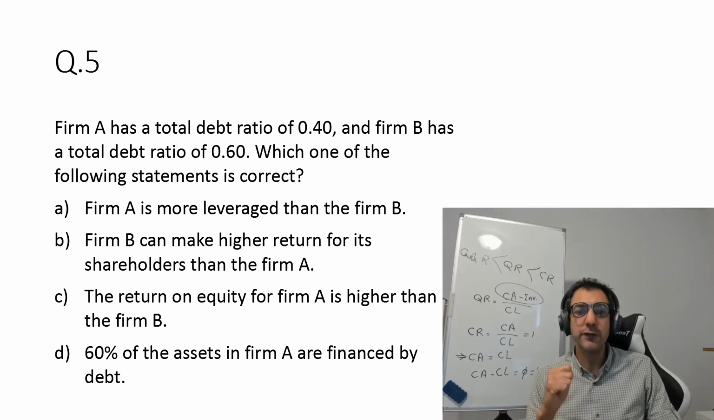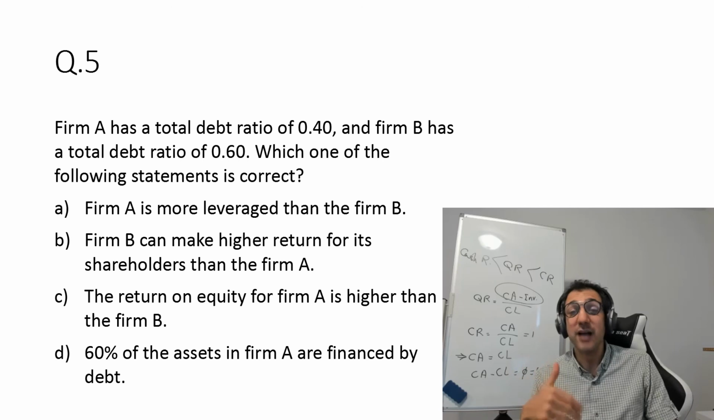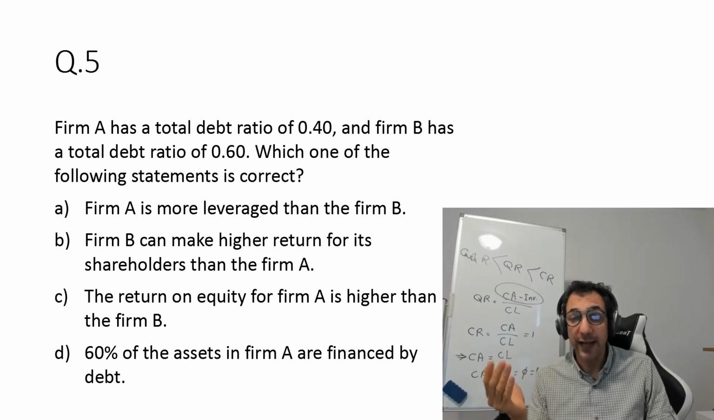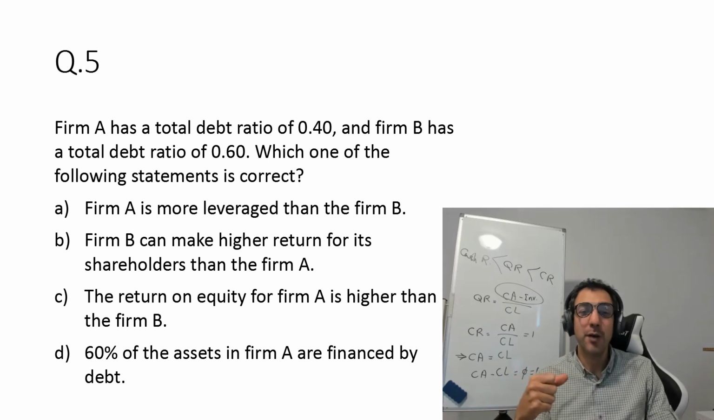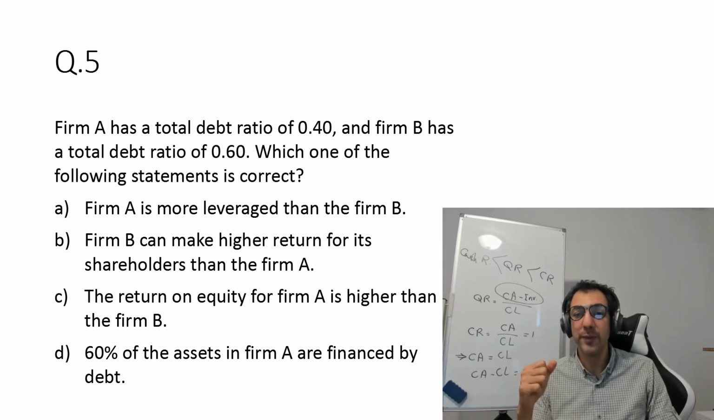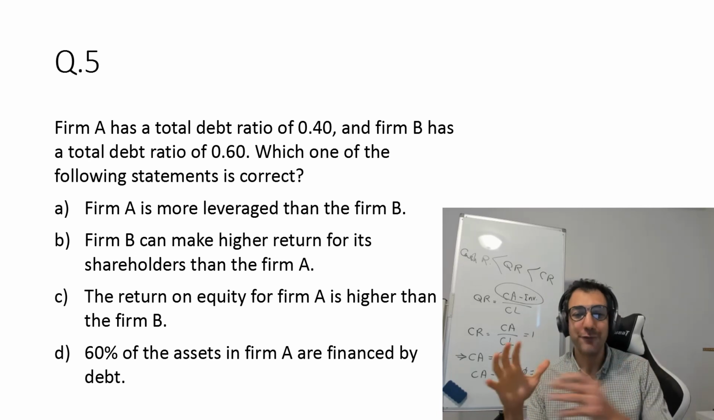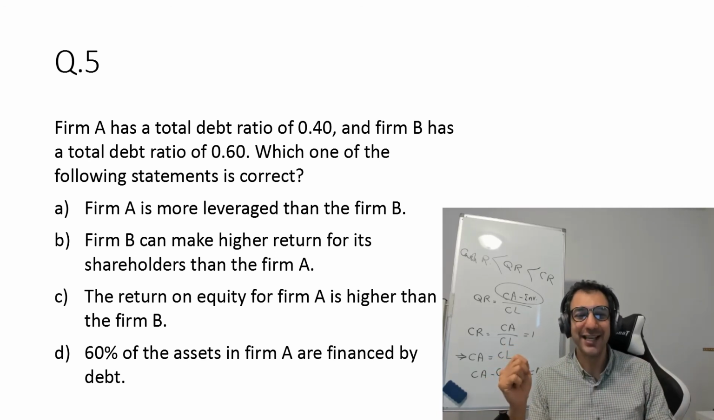The return on equity for firm A is higher than firm B. You cannot say it is higher. Again, it depends on many other factors. For B, most probably it is higher than A, as long as it's making higher profit. But to have a higher return on equity for A than B, you need to have more information. So you cannot say C is for sure correct.